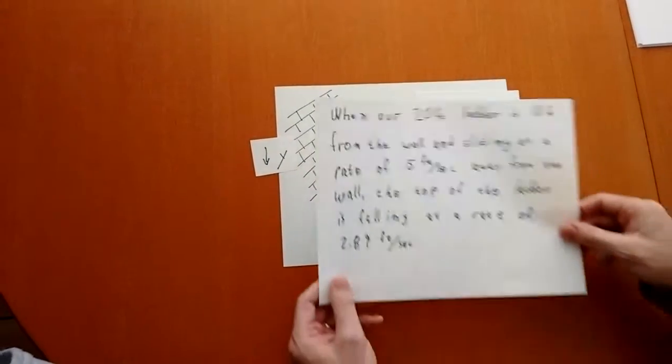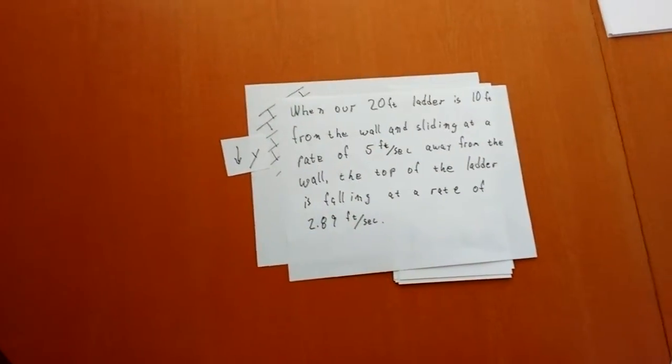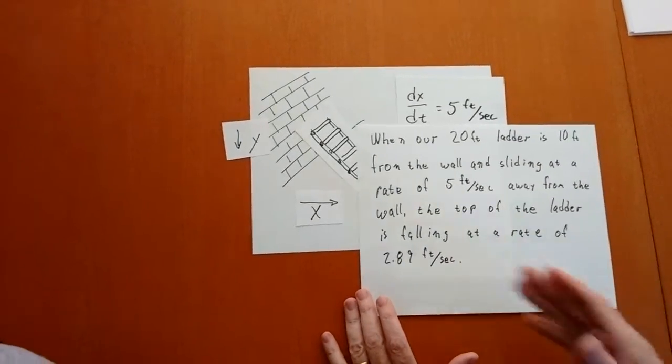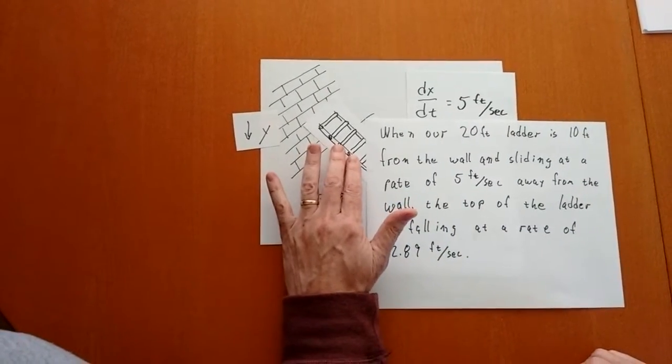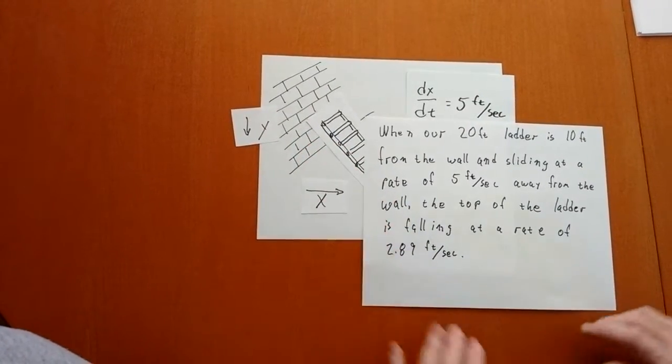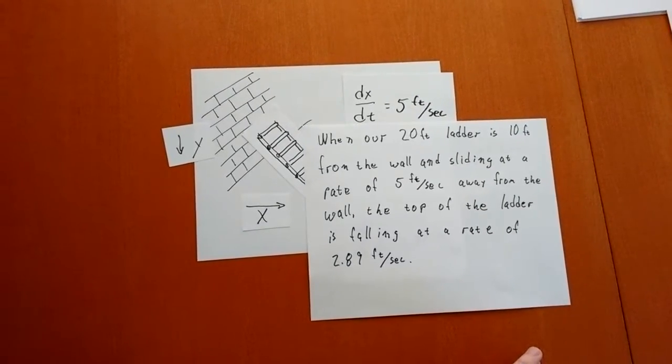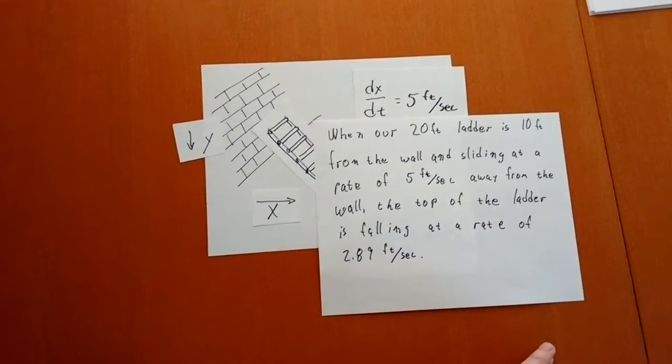Our final solution is, when our 20-foot ladder is 10 feet from the wall and is sliding at a rate of 5 feet per second away from the wall, the top of the ladder is falling at a rate of 2.89 feet per second. Thank you.